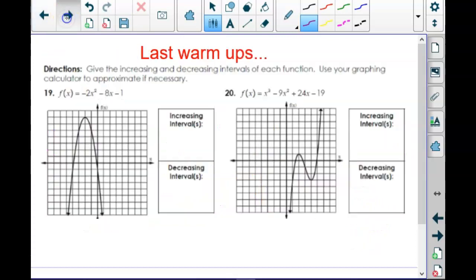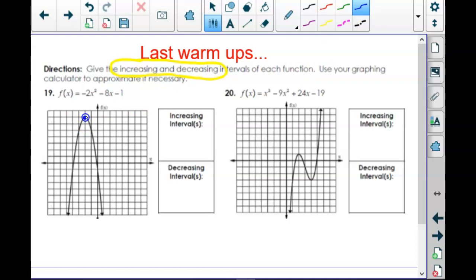All right, that was a little quick review on those. Now we're going to review increasing and decreasing. Anybody tell me how this goes? All we do is look at the graph from what? Left to right, and we decide if it's going up or down. But we have to give intervals based on x values.